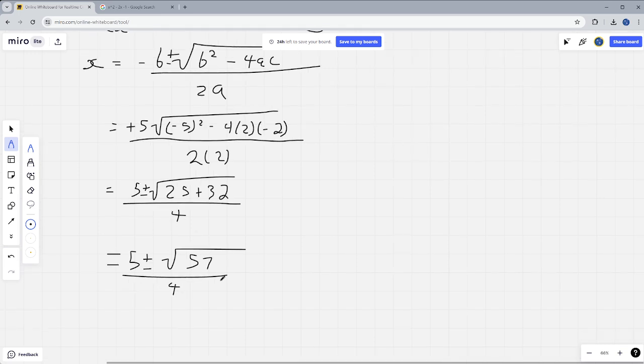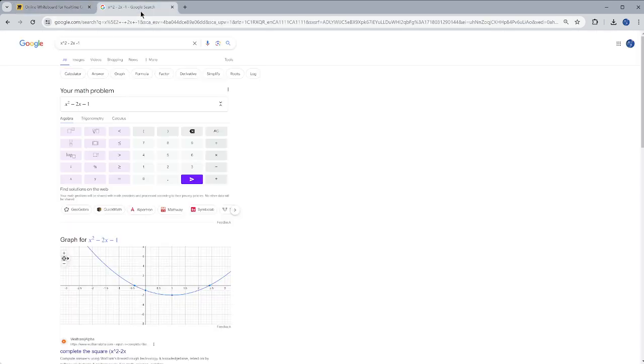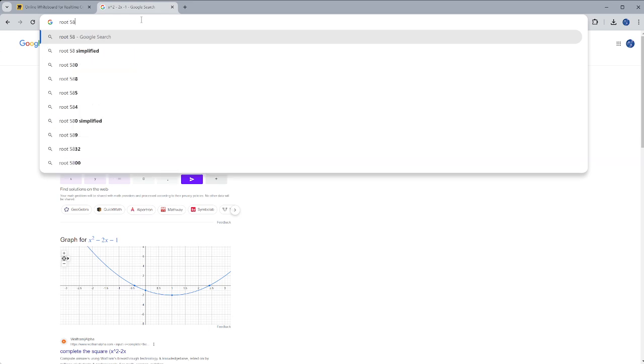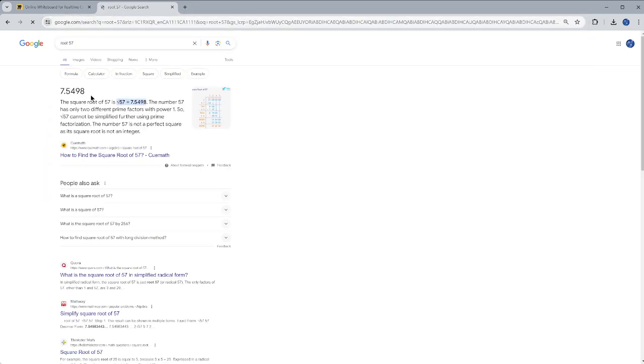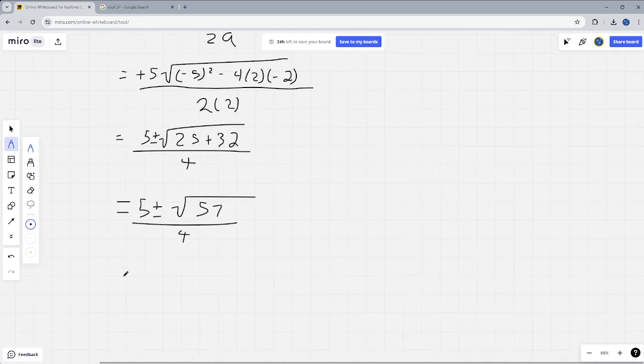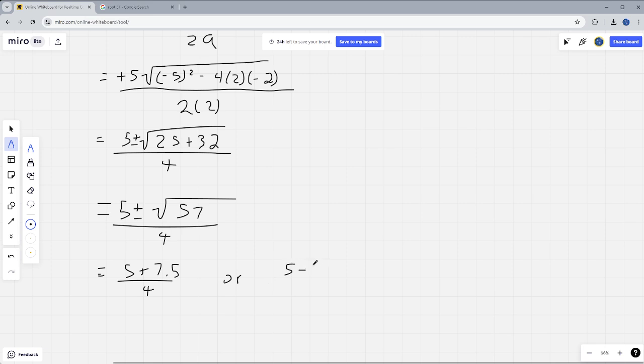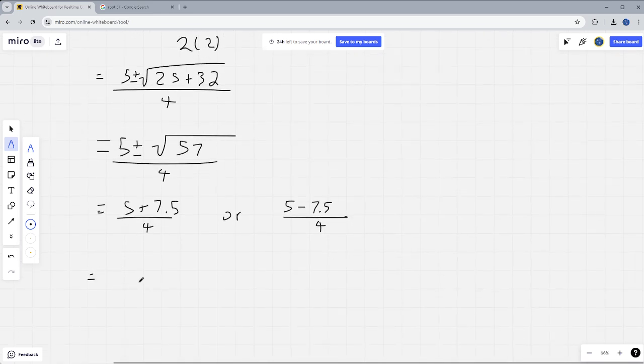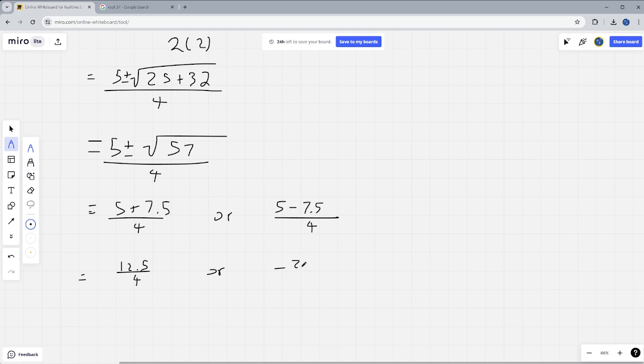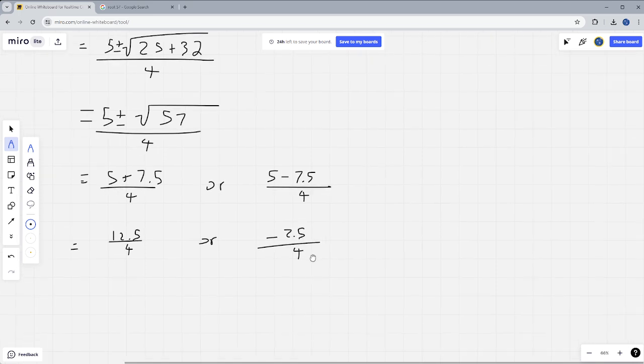Okay, so at this point it's going to be helpful to get what root 57 is. I'm just going to do a quick Google search, root 57, and we'll call it 7.5 for the time being, just for simplicity's sake, but you would probably want to factor out the radicals if we're looking for a very precise answer. But for now, we have 5 plus 7.5 over 4, or 5 minus 7.5 over 4. And then this would be 12.5 over 4, or negative 2.5 over 4.